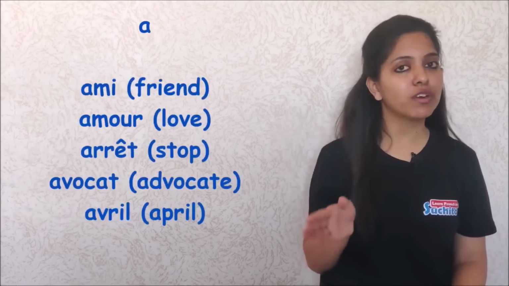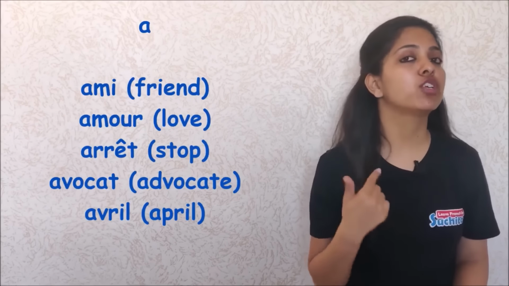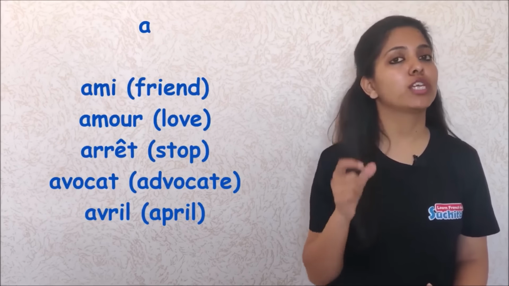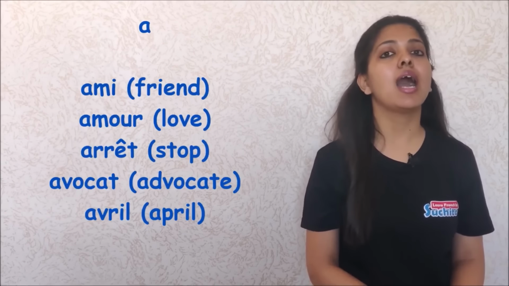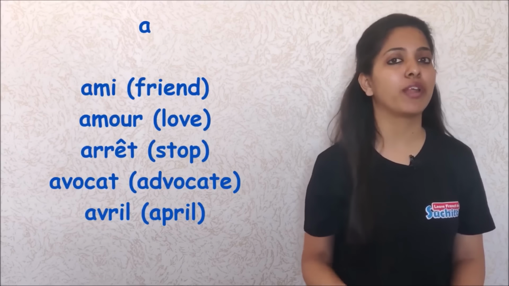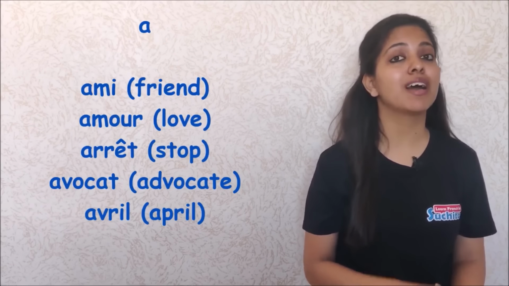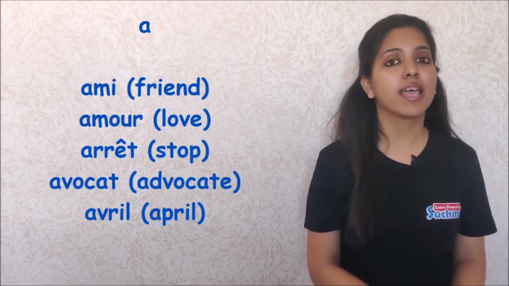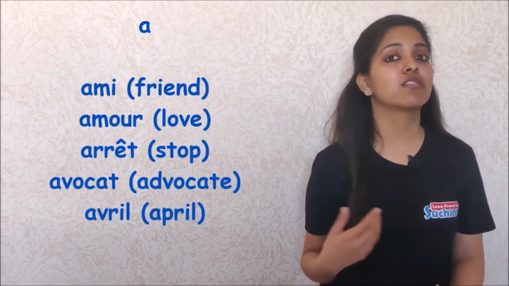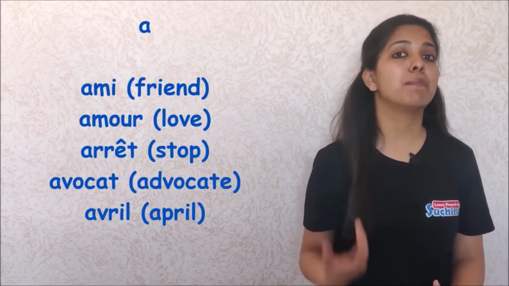You must be seeing a lot of words in front of you. They all have the letter A in them, which in French is known as A. So we'll try to pronounce them. For example, ami, which means friend. Amour, which means love. Arrêt, which means a stop. For example, if you say arrêt de bus, which means a bus stop.